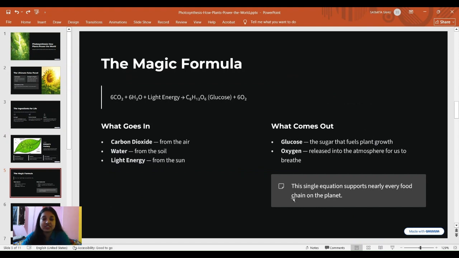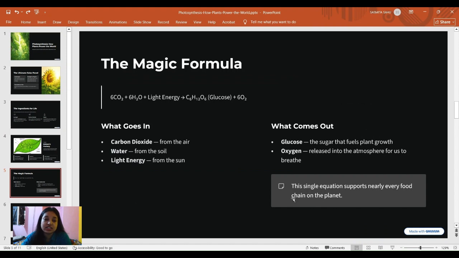So the next thing is the magic formula. What is the magic formula? That is 6CO2 plus 6H2O plus light energy gives glucose plus 6O2. That means 6 carbon dioxide, 6 water and light energy give us glucose plus 6 oxygen.